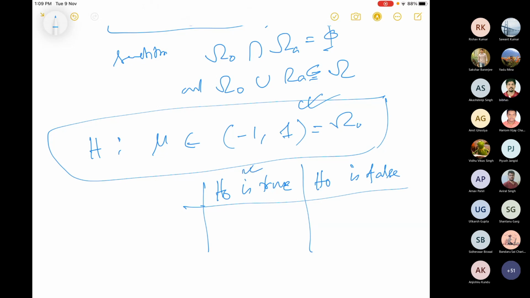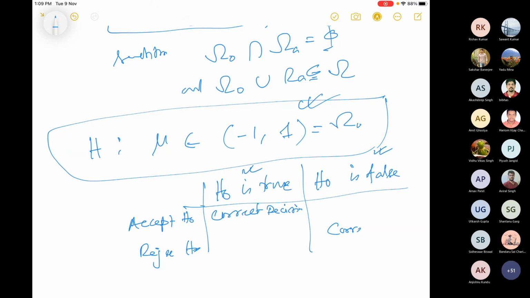Now, if you say it is true and it is, then you accept that it is correct. So your decision is correct. Correct decision. And if you reject H0 and it is false, then it is also a correct decision.